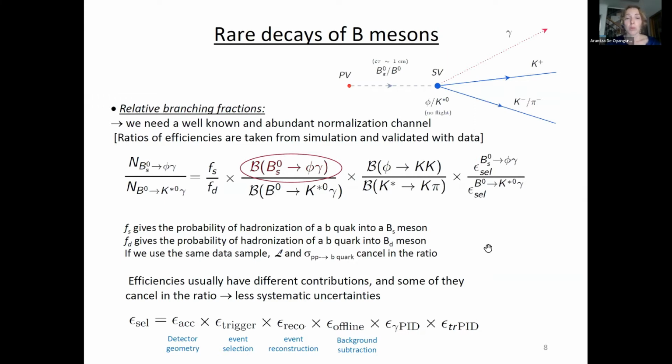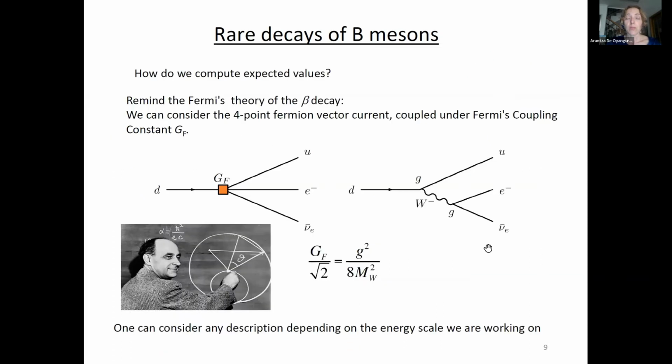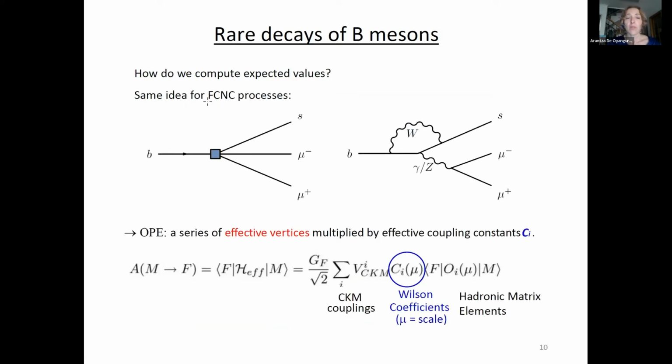This is from the experimental point of view. From the theoretical point of view, you have been hearing about Fermi's theory of the beta decay, where the propagator can be replaced just by a constant, the Fermi constant. In the case of rare decays, we can do something similar. For the flavour changing neutral current processes, all the effect of the loop we are going to have in effective vertices. This is the operator product expansion.